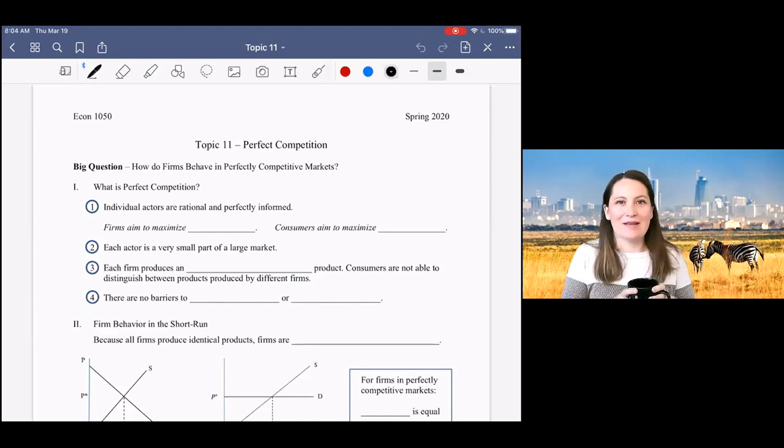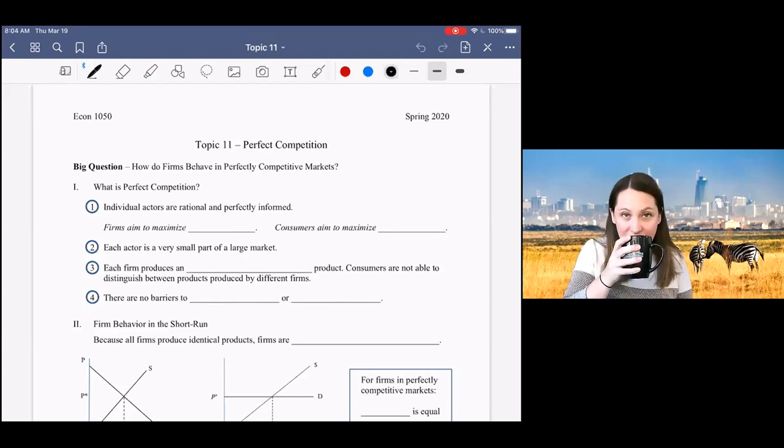Good morning. Here we are at the beginning of topic 11. I am feeling pretty good. We got through topic 10. I know some of you have even already done your homework, and I'm really pleased about that.